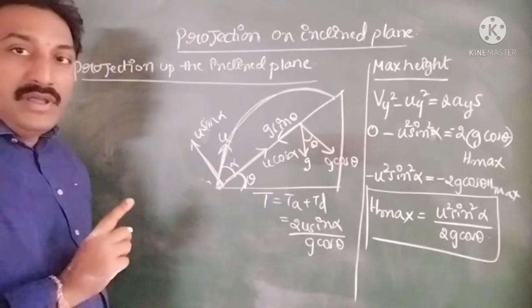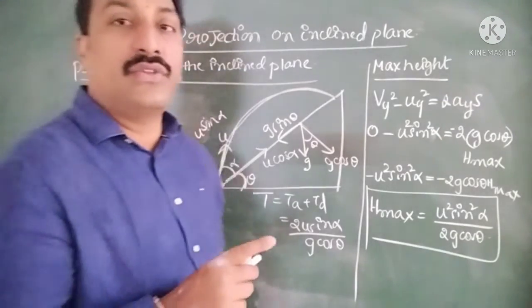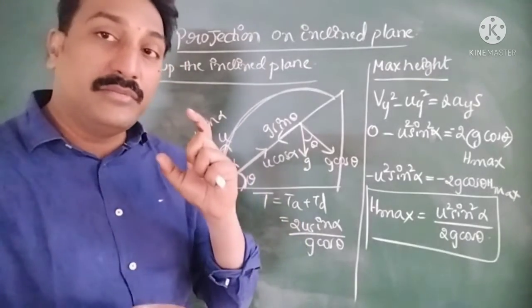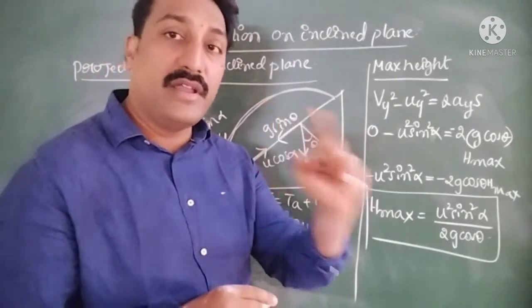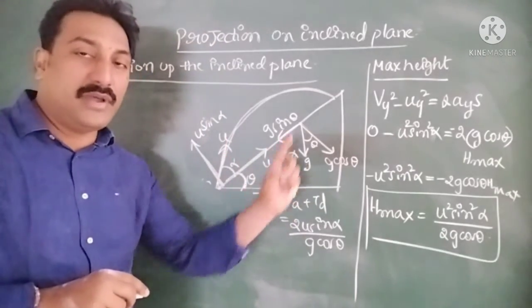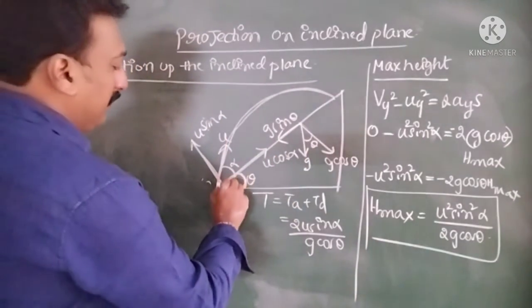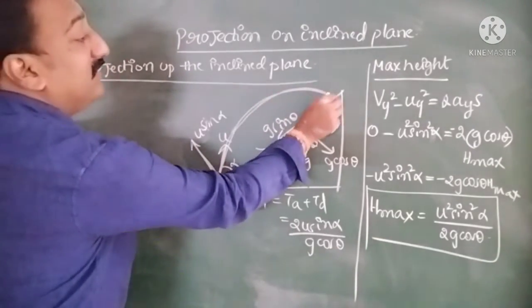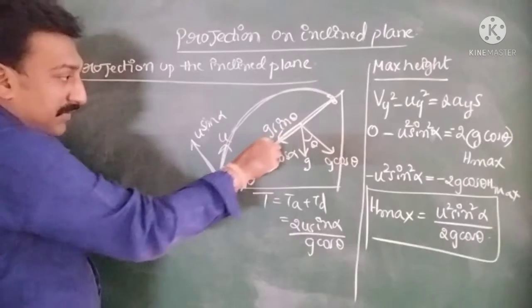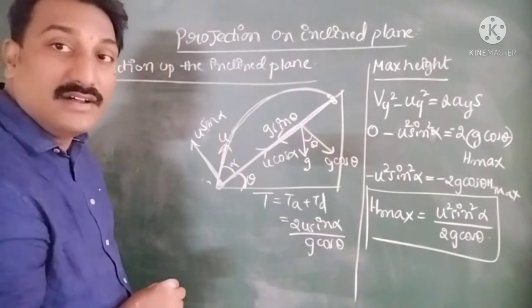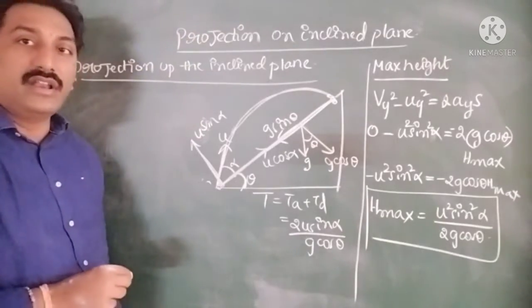So what do you mean by range? You have already learnt this in kinematics. Range is the maximum horizontal distance travelled by the body. In this case, the body starts at this particular point and reaches this particular point here. So the distance travelled by the body from here to here is nothing but the range.